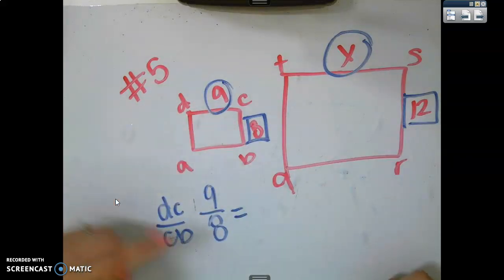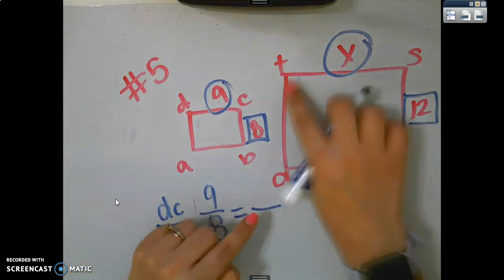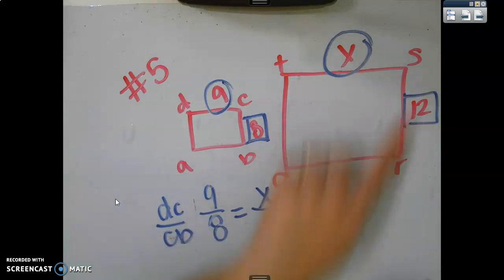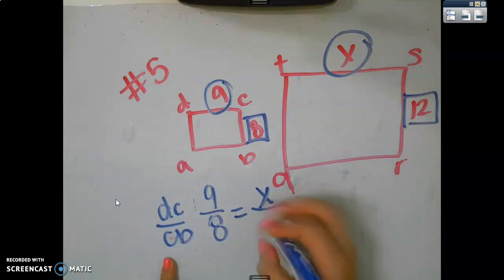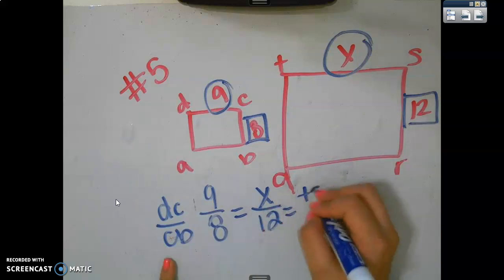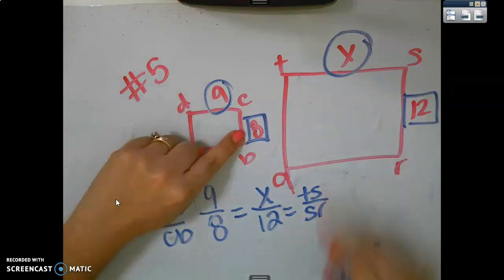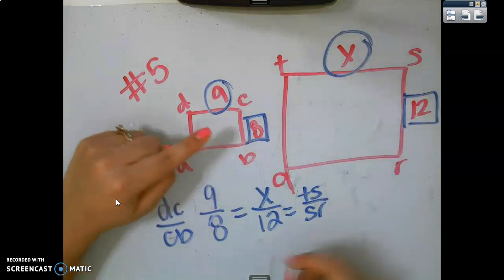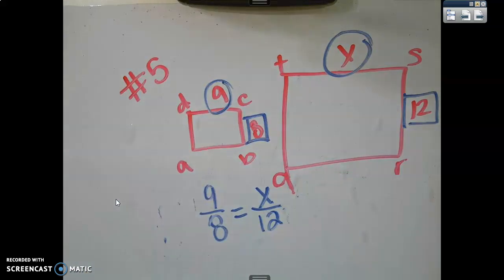I need to put my corresponding side to DC on the top. So TS, which is X, and then my corresponding side of the square, which is CB, is going to be SR, which is 12, right? So TS over SR. All of these are just corresponding sides, but to make it shorter, I just say circle to square, right? So then you have your proportion right here. And you want to make sure that you do the next step, which is cross multiplying and then solving for that missing value.